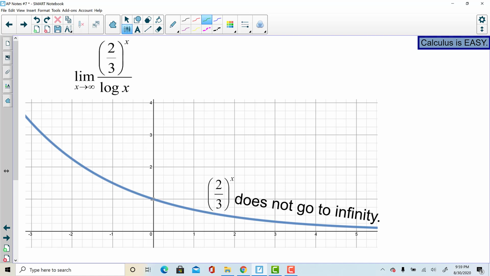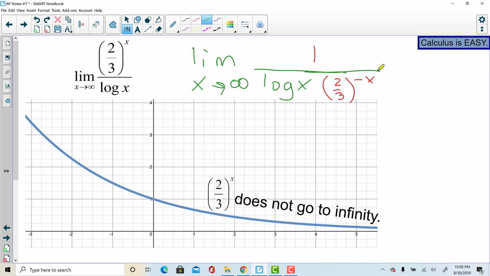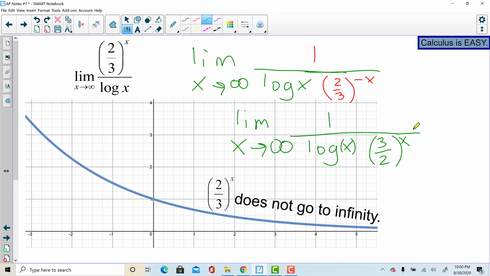You could move it to the bottom and give it a power of negative x. Then you could bring the negative inside. Now plugging in the infinity shows you that it's just 1 over infinity times infinity, so that would give you 0.